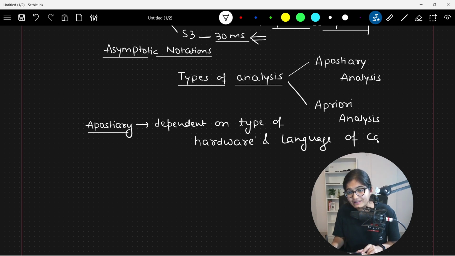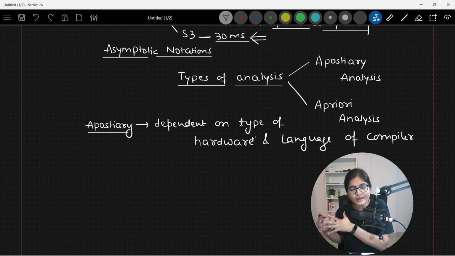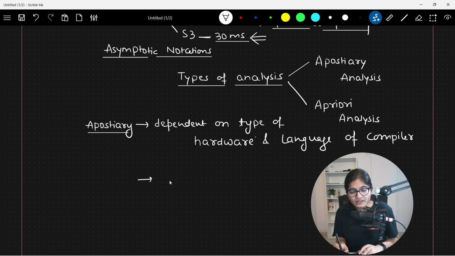What I want to say here is that a priori analysis is independent of both of these things. A priori analysis is not dependent on what kind of hardware you are using or what the language of the compiler is. Apart from that, when we talk about posteriori analysis, it usually provides us exact answers.